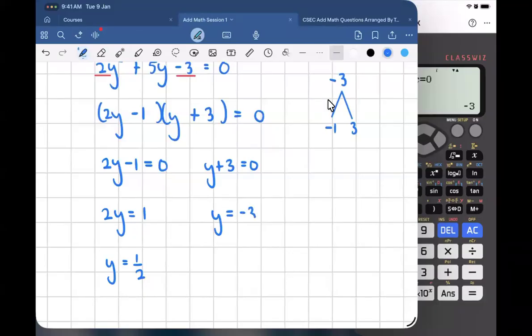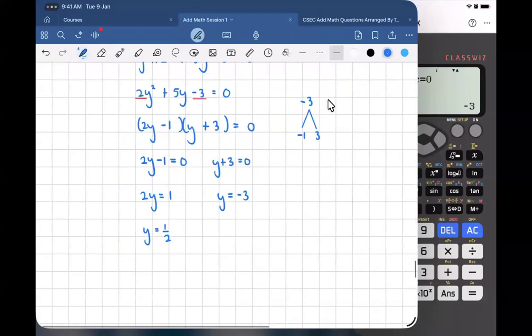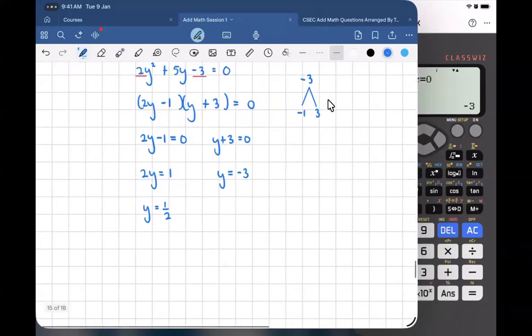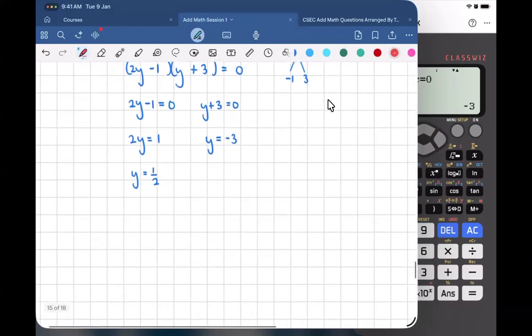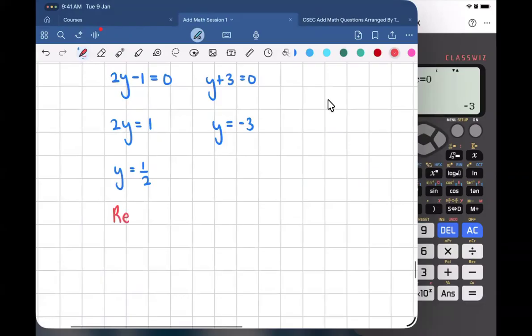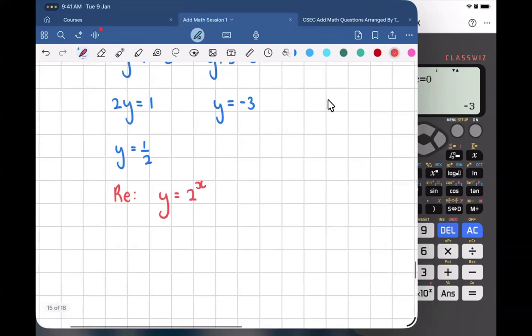Now, if I move across the plus 3 here, I will end up with y is equal to what? Negative 3. Now, we can't forget what we said y was initially. Y was 2 to the power of x. So recall that y was equal to 2 to the power x. Which one of these solutions is invalid already? Y equals negative 3, because is there a power that can give you a negative number? No.